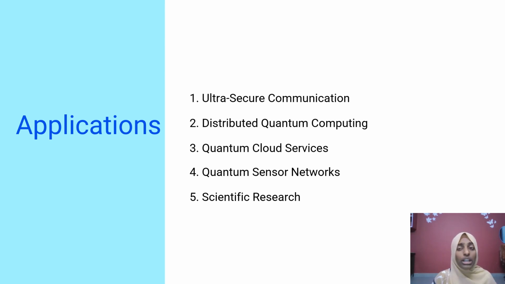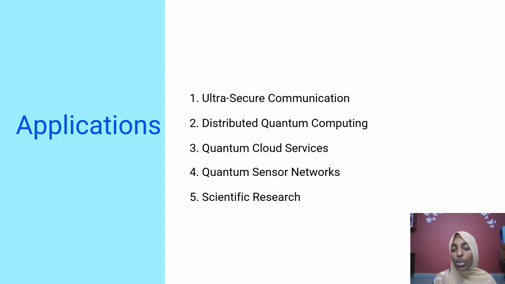Distributed quantum computing. To reduce the load on a single machine, this distributed approach works well there, and to solve complex problems, distributed computing is very useful. And quantum cloud services, where we can provide all the services in the cloud so that it's very easy to access. Quantum sensor networks, and finally scientific research.